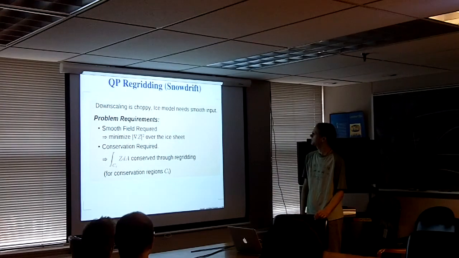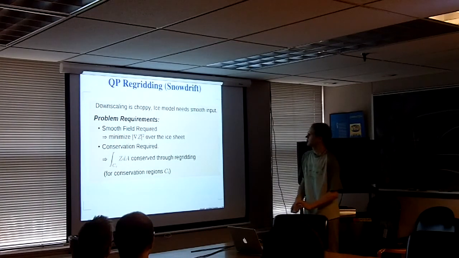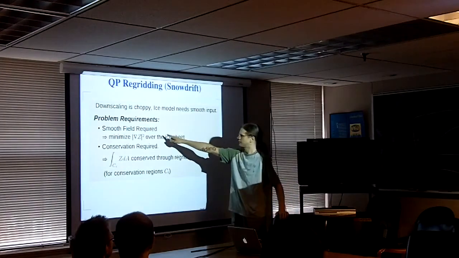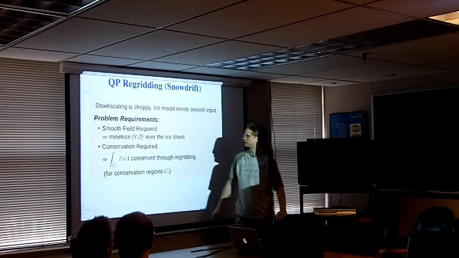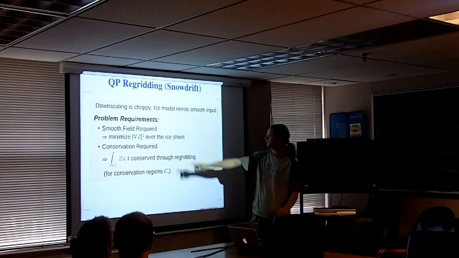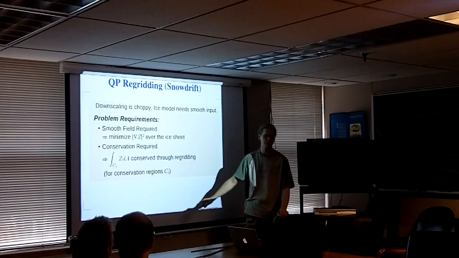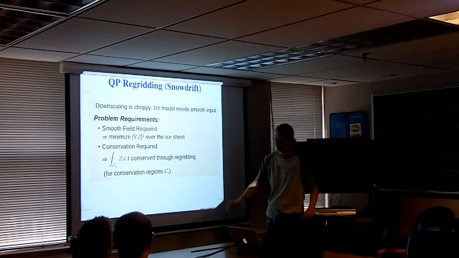Now QP regridding is quadratic programming. So the thing is, what do we want? There are two things we want. We want our field to be smooth, and we want the total amount of mass to be the same.